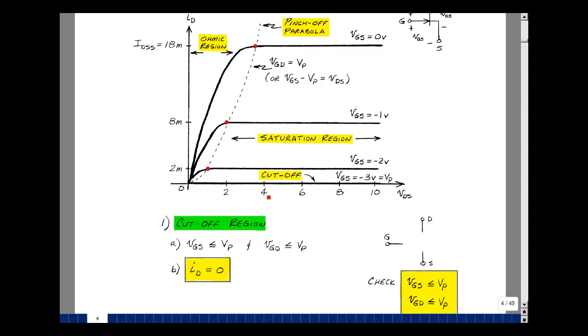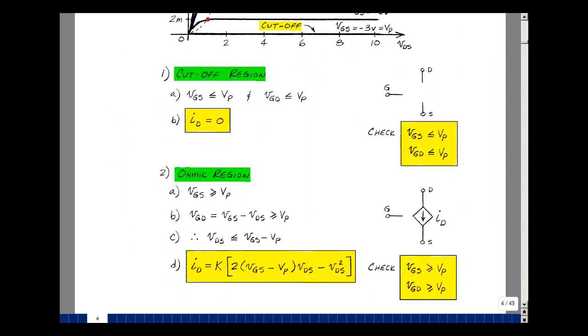When this occurs, the drain current is 0, and of course the current coming in the gate is also 0 because it's always reverse biased. So the model is quite simple. It's just simply an open circuit between the three terminals. The voltage across an open circuit can be positive or negative or 0. We need to check that these conditions are satisfied. Is the gate to source and the gate to drain less than or equal to pinch-off if we assume this model? Let's look at modeling the ohmic region.